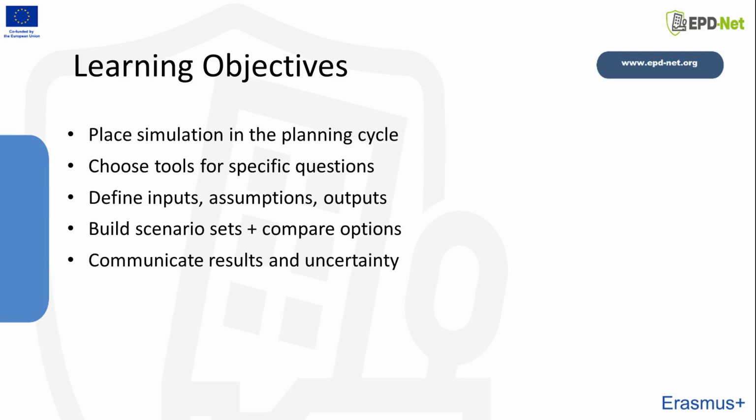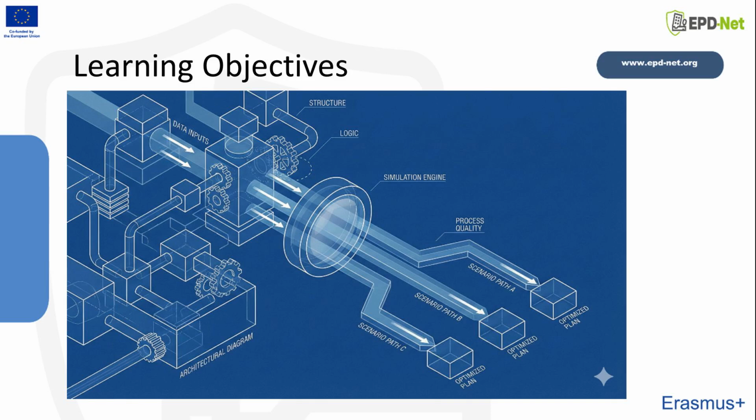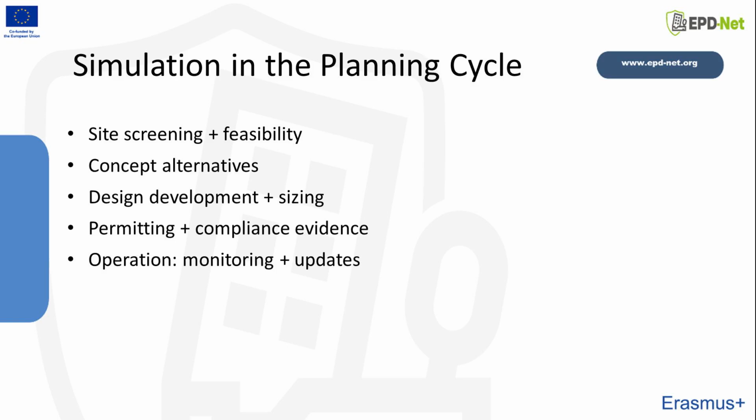Learning objectives for this topic emphasize tool choice and process quality. You should be able to locate simulation in the planning cycle, select tools that match the planning question and available data, and define transparent assumptions. You should be able to build a scenario set and compare options using metrics that stakeholders understand. Finally, you should be able to communicate uncertainty honestly, because overconfident outputs are a common reason simulation work gets rejected in review or ignored in practice. In other words, you are learning how to run a workflow that a skeptical reviewer would accept, not how to generate pretty plots.